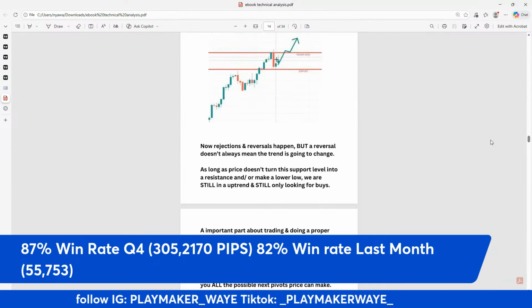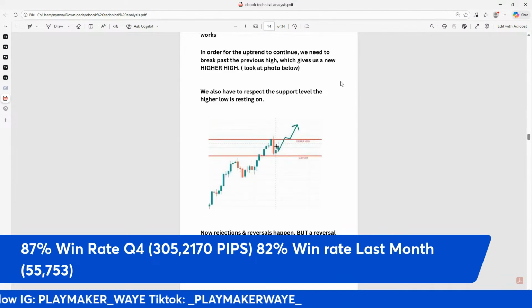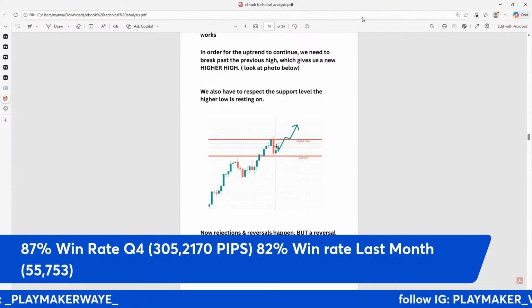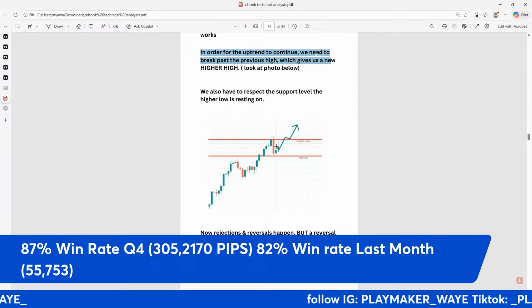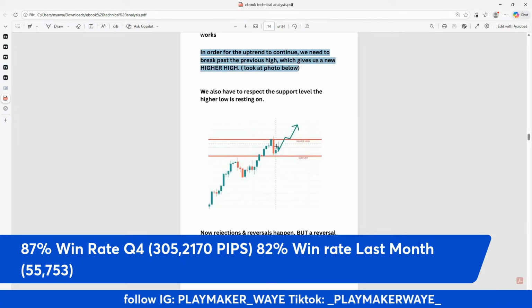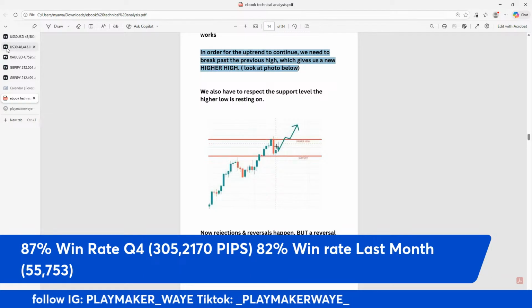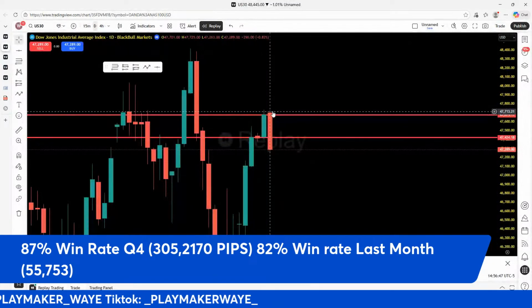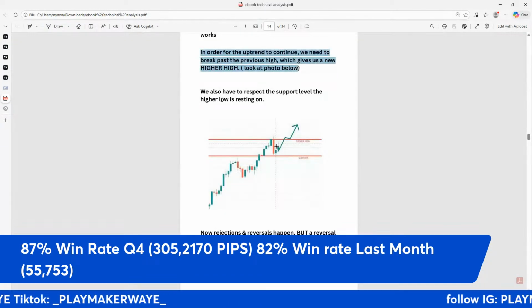Let's find out. It says right here, let me move this over so y'all can see this better. There we go. It says, for the uptrend to continue, we need to break past the previous high, which gives us a new higher high. Look at the photo below. So did we break past this higher high and hold it? No, we did not.